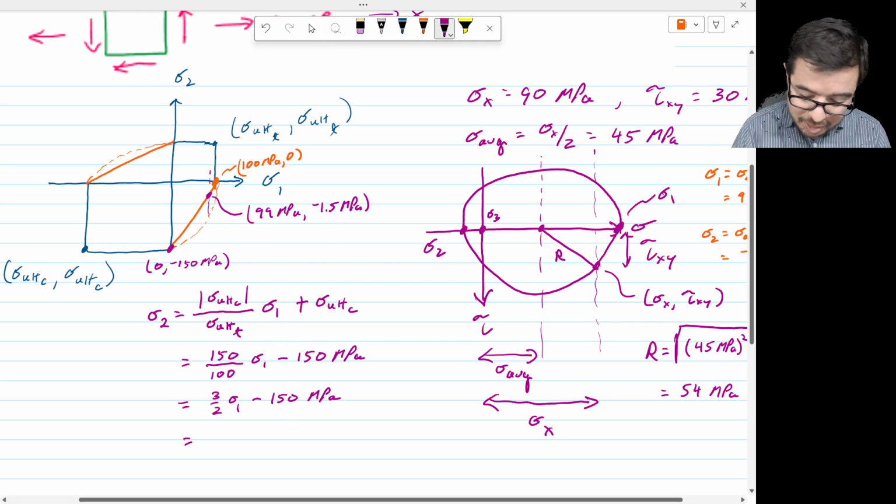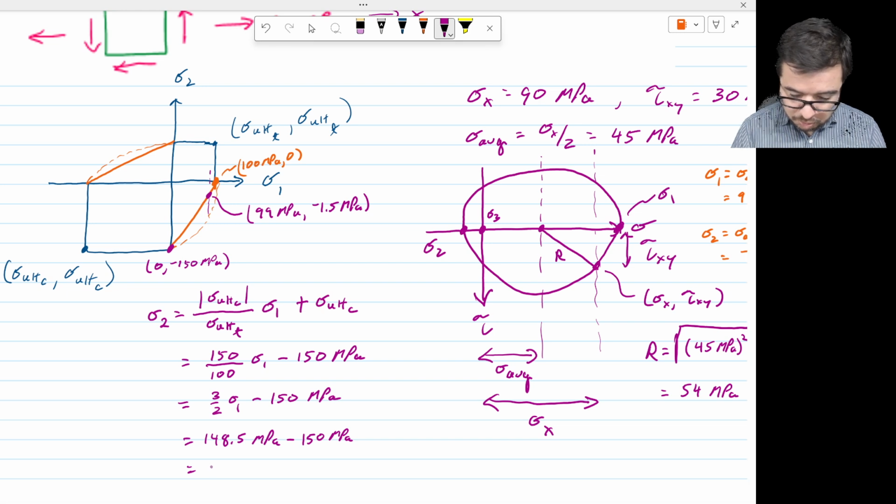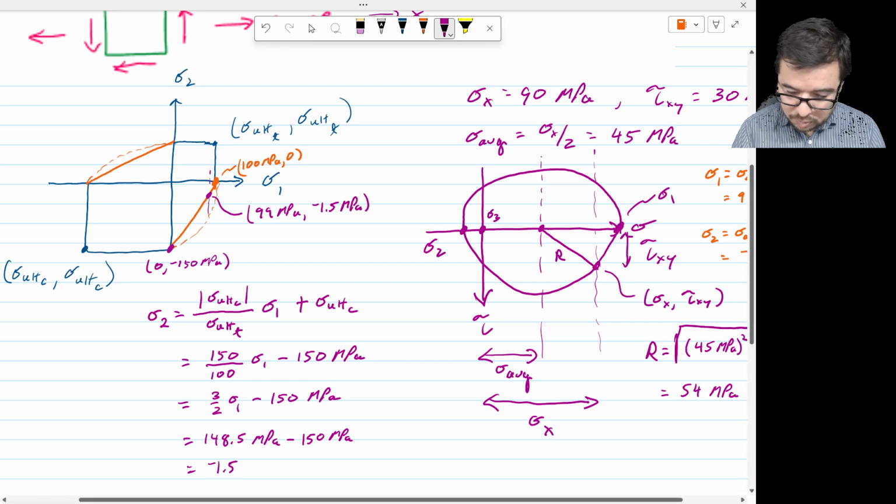So we'll just say that 148.5 megapascals minus 150 megapascals, okay, and so that's going to give us minus 1.5 megapascals. Okay, so that's where we are on the line.